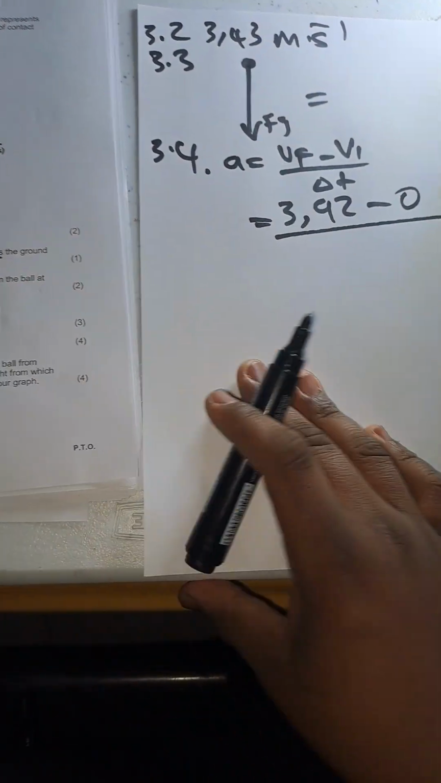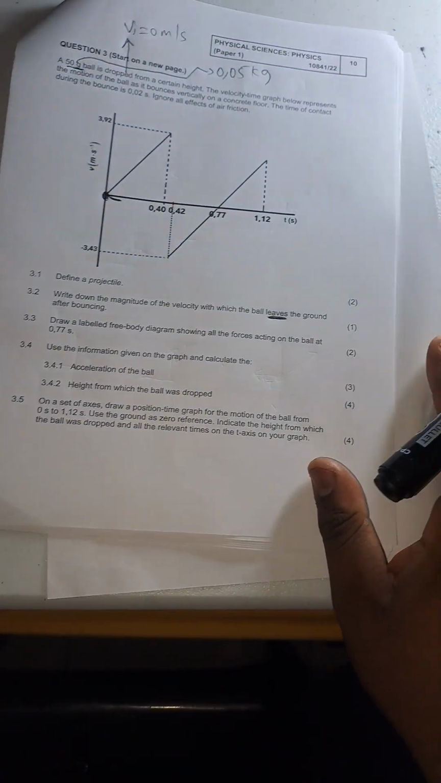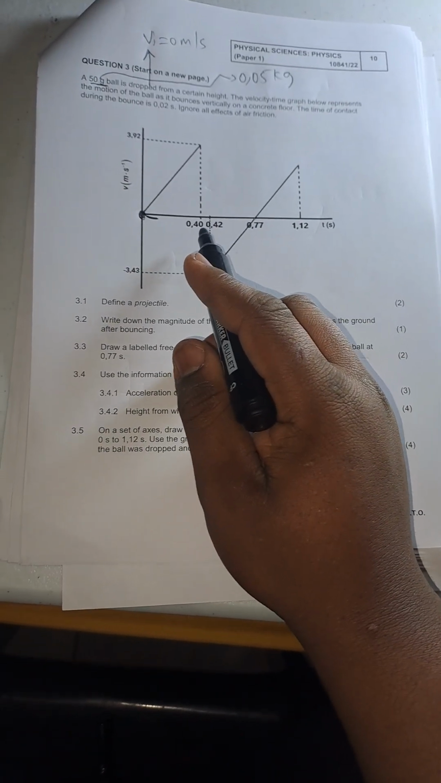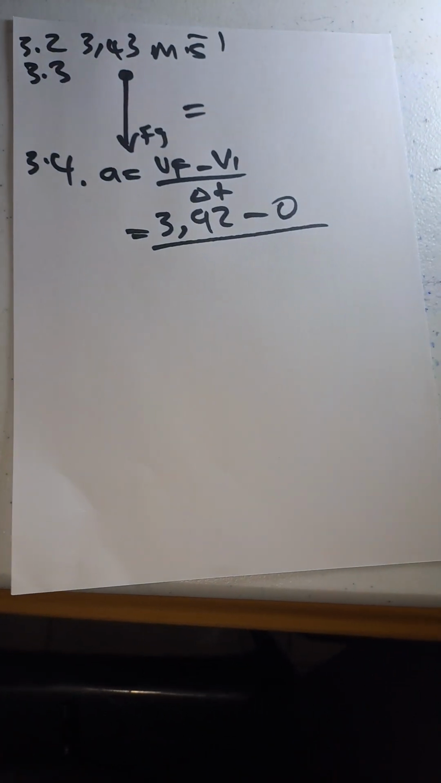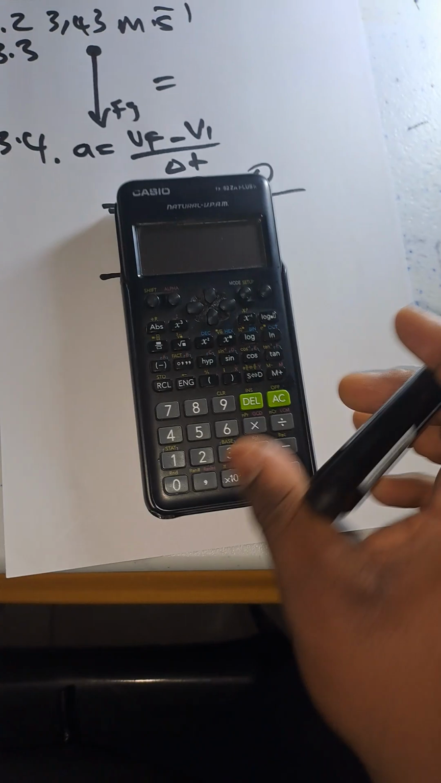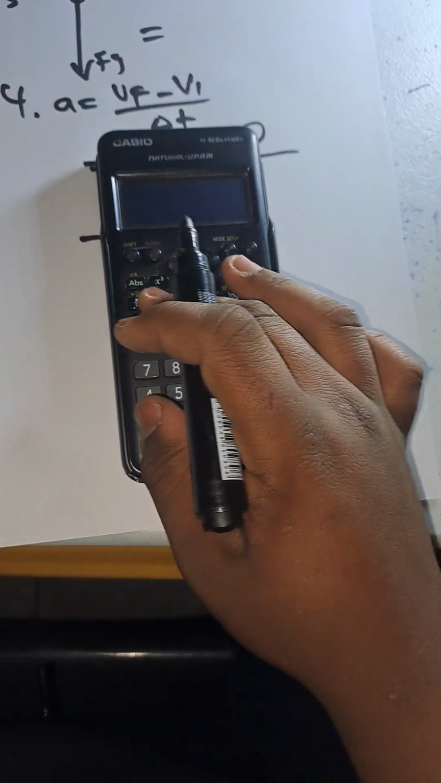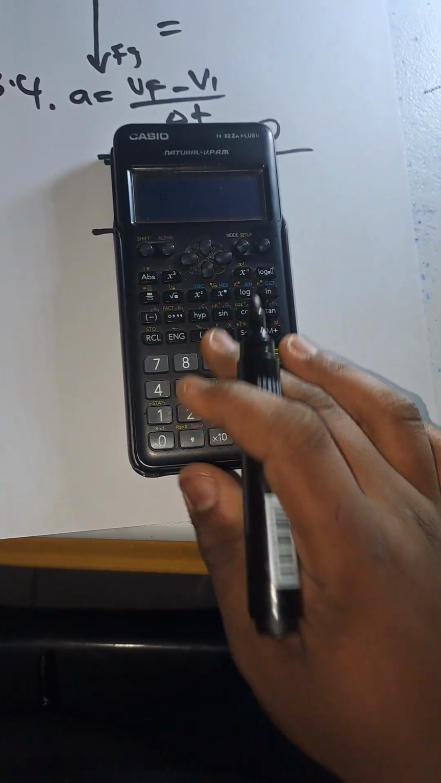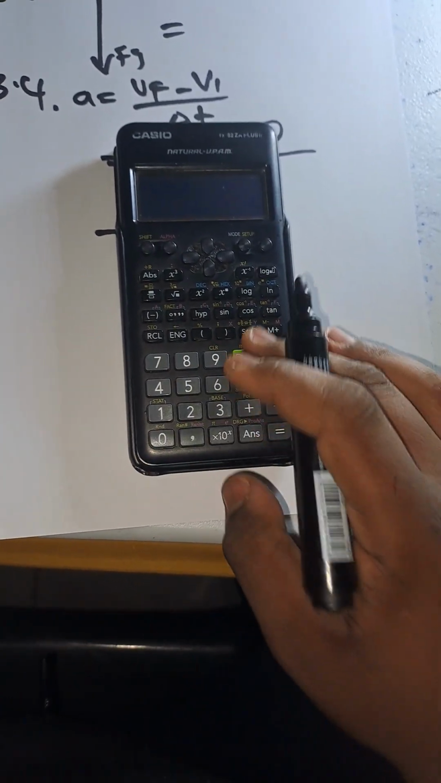Now the delta t, check it out. The delta t, as you can see, has to be 0.40, because this is the only time that it is there. So it will be over 0.40. Take out your calculator, type it: 3.92 minus 0 over 0.40. You'll get what?